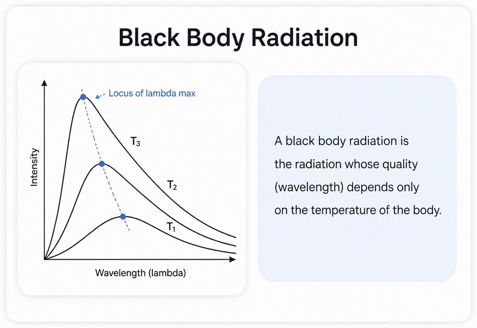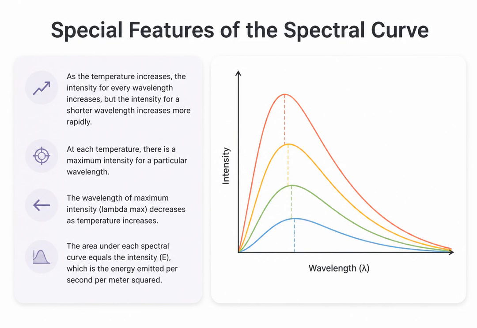Notice the three curves for temperatures T1, T2, and T3, where T3 is the hottest. Let's analyze the special features of these spectral curves. First, as temperature increases, the overall intensity of radiation increases across all wavelengths. However, the intensity at shorter wavelengths shoots up much more rapidly.